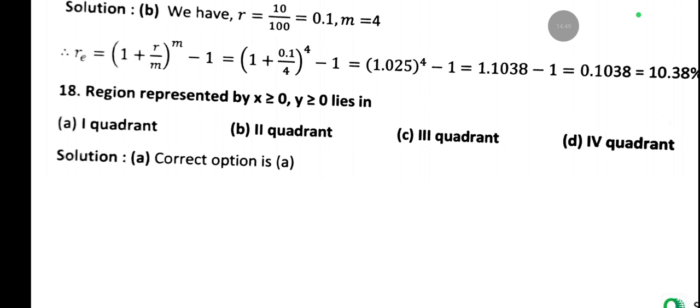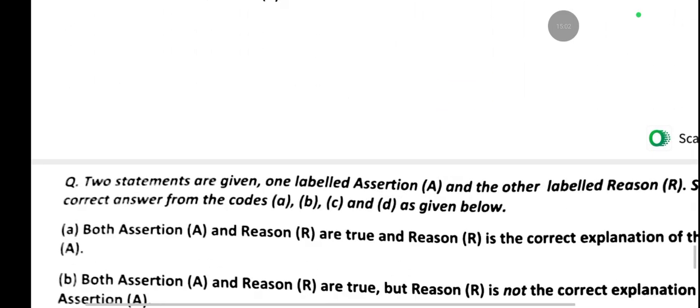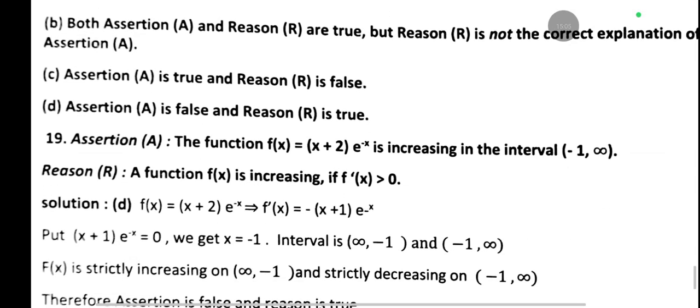And very easy, the 18th: region represented by x greater than or equal to 0, y greater than or equal to 0. Obviously first quadrant, because both are positive, plus plus comes under the first quadrant. Important and easy. Going to assertion reasoning.